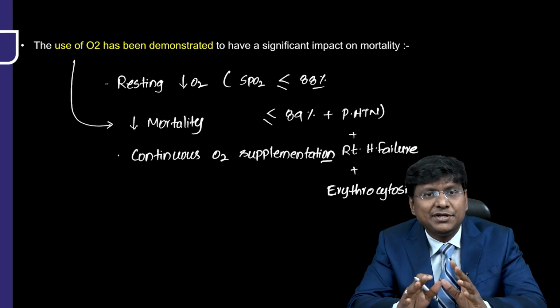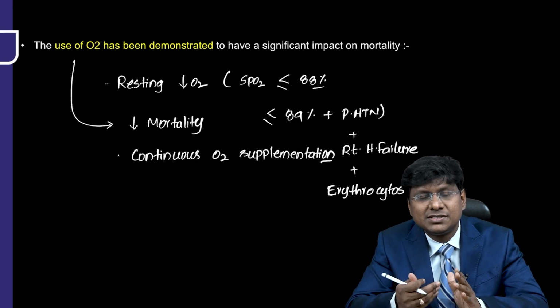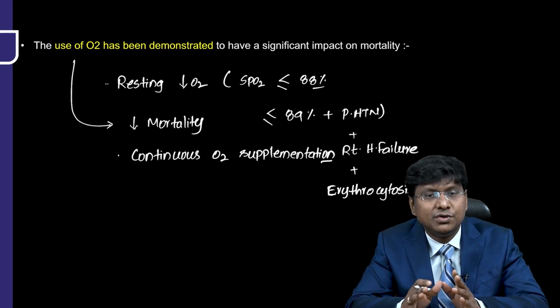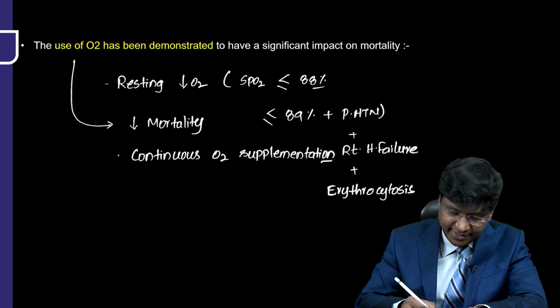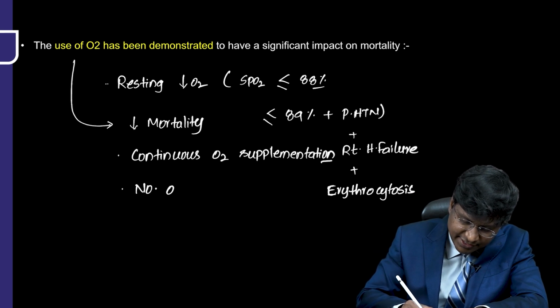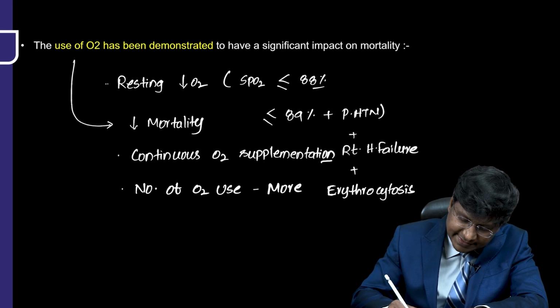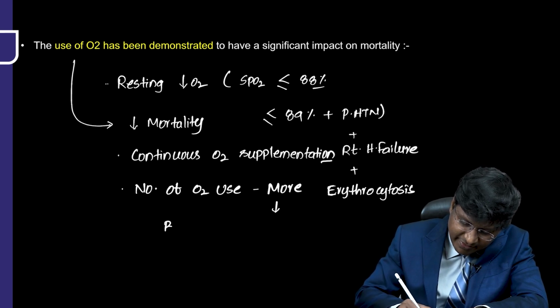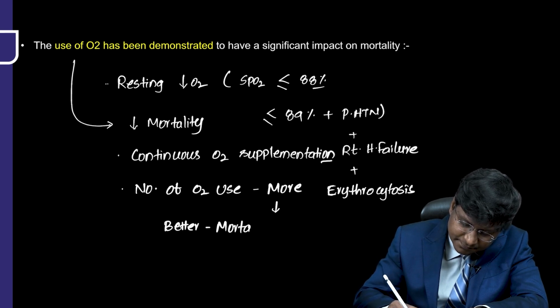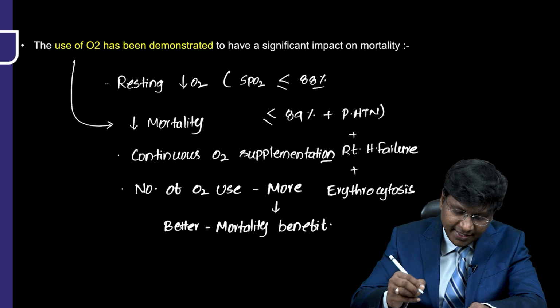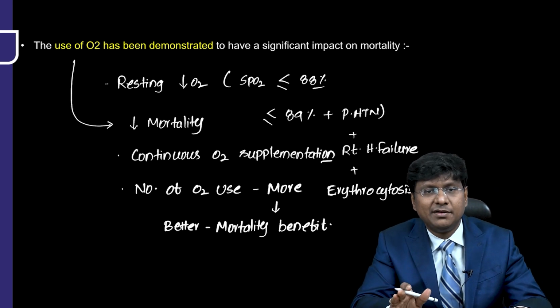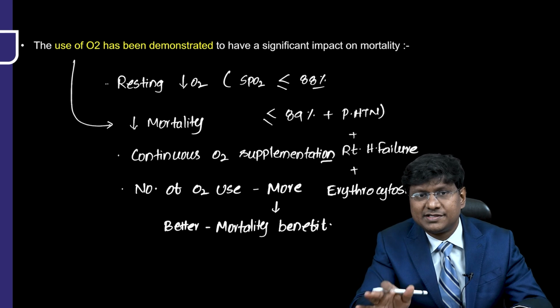They should be on continuous oxygen supplementation, because the mortality benefit is proportional to the number of hours per day oxygen is being used. The more hours oxygen is used, the better the mortality benefit.